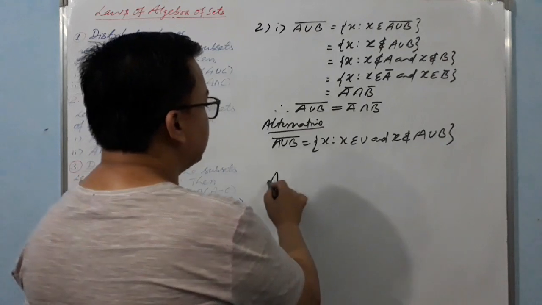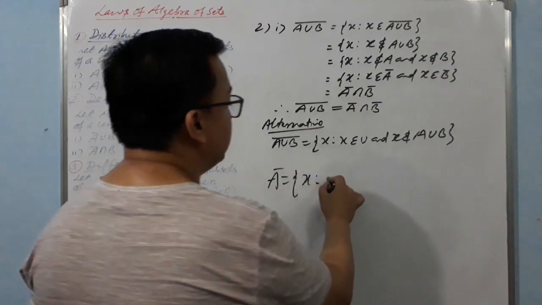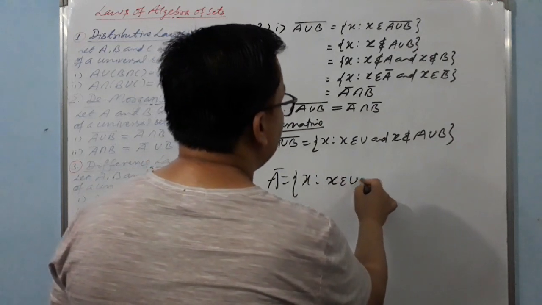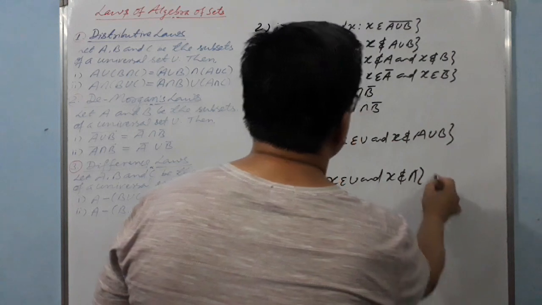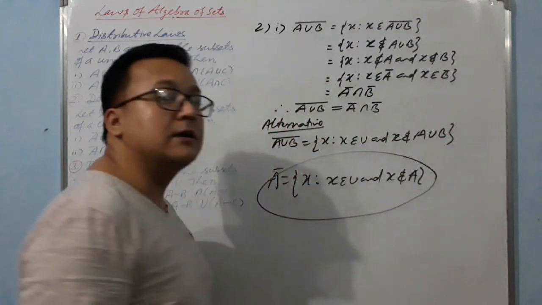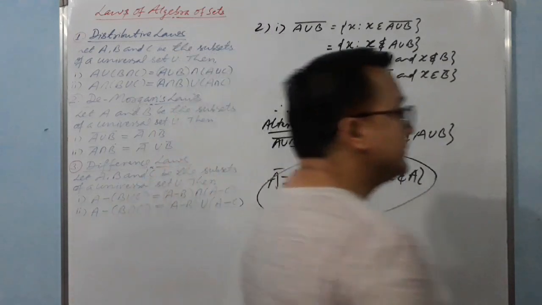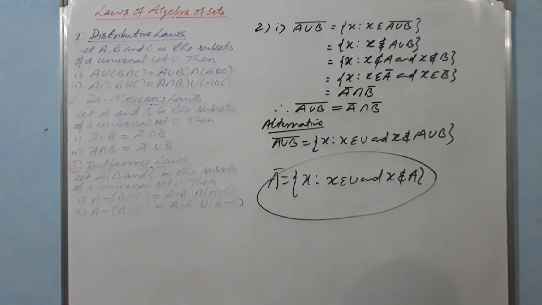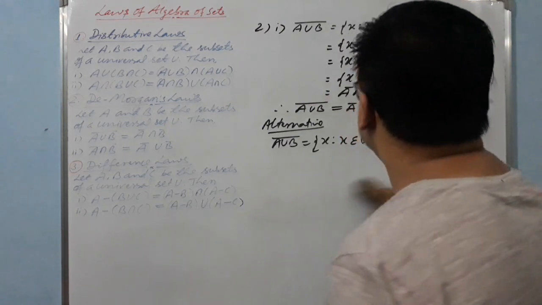What is the definition of a complement? X such that X is an element of A complement: X belongs to U and X does not belong to A. This is the definition of a complement. The same thing I have used here: X belongs to U and X does not belong to A union B. U is the universal set.